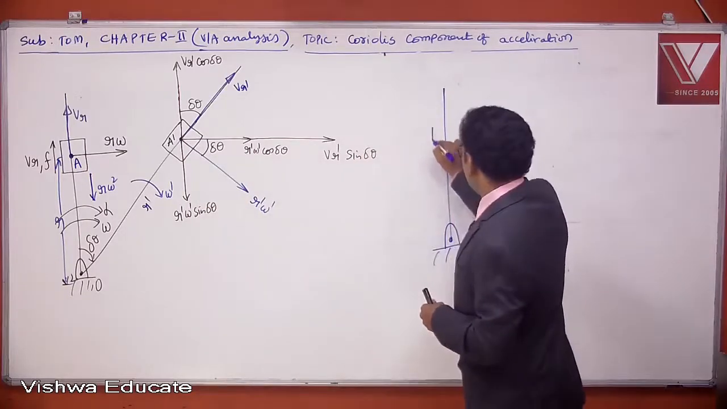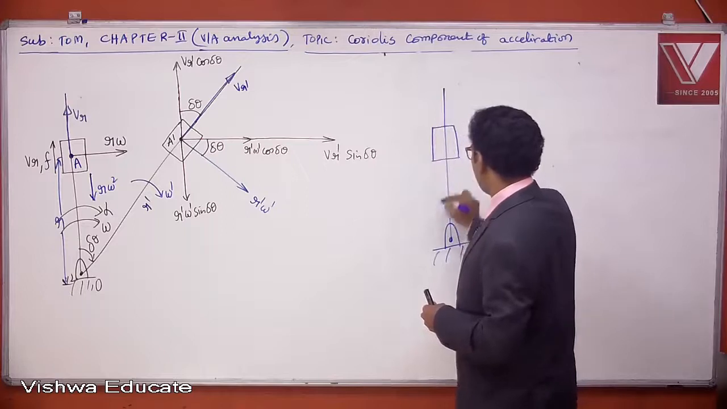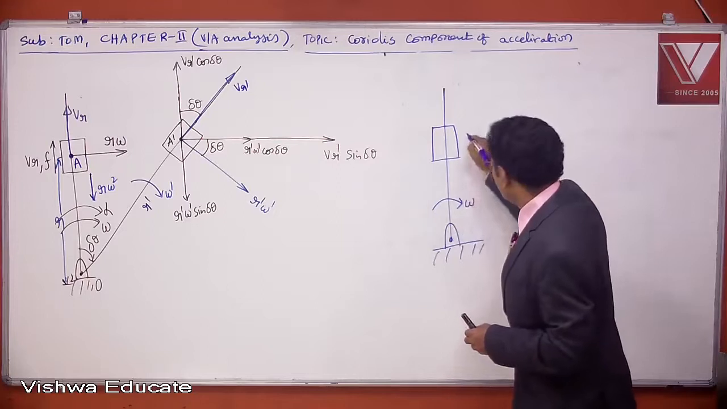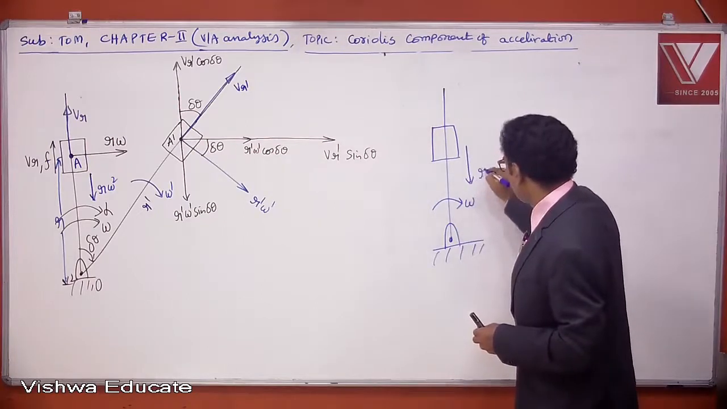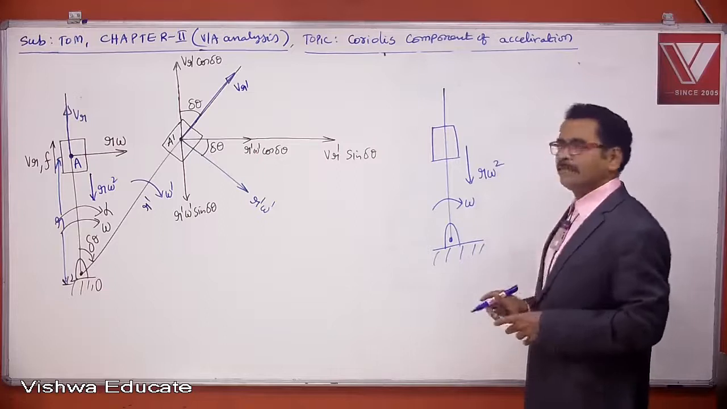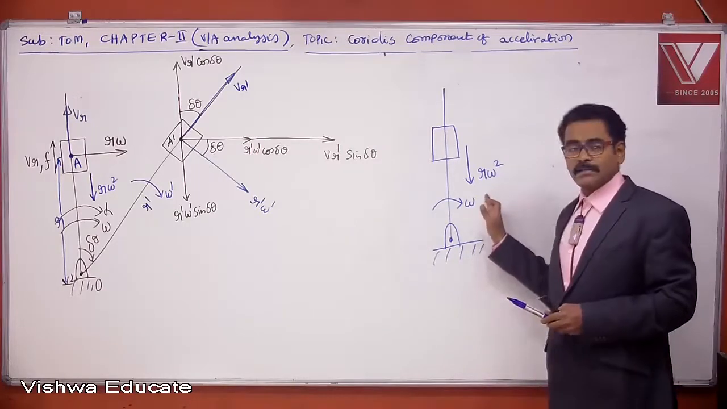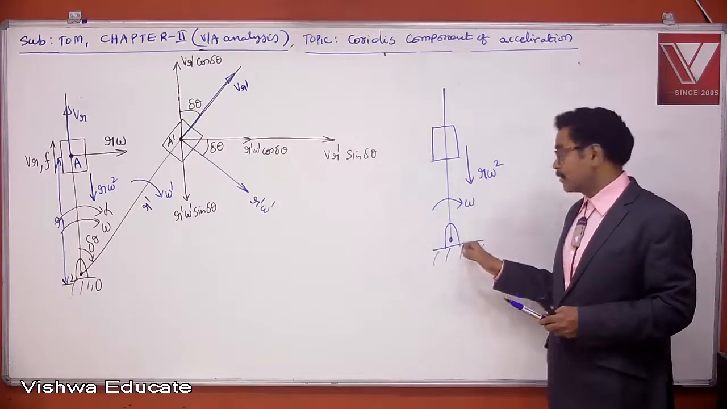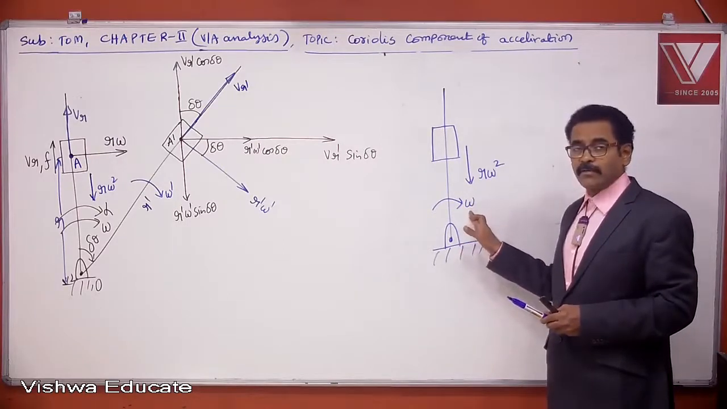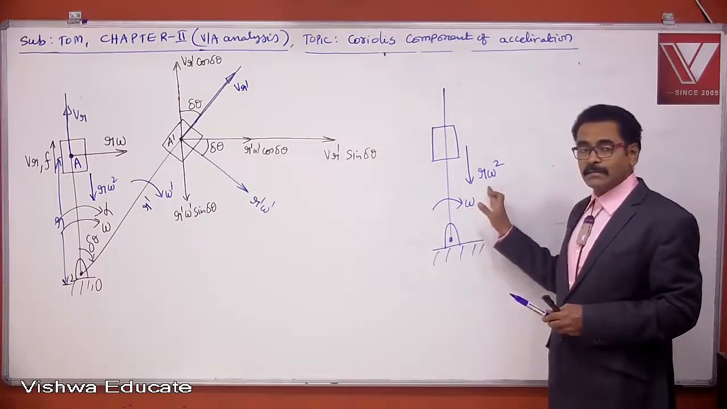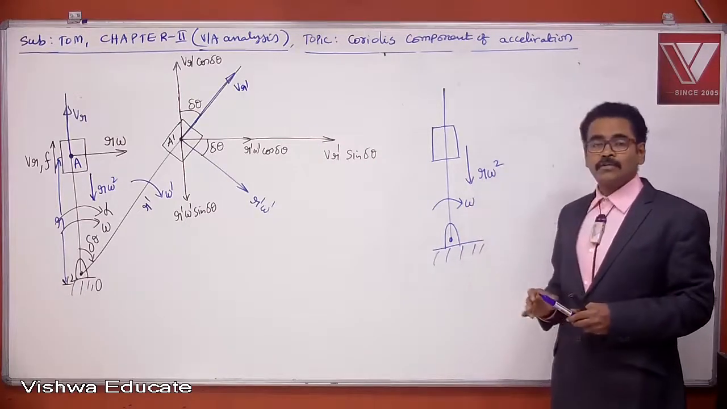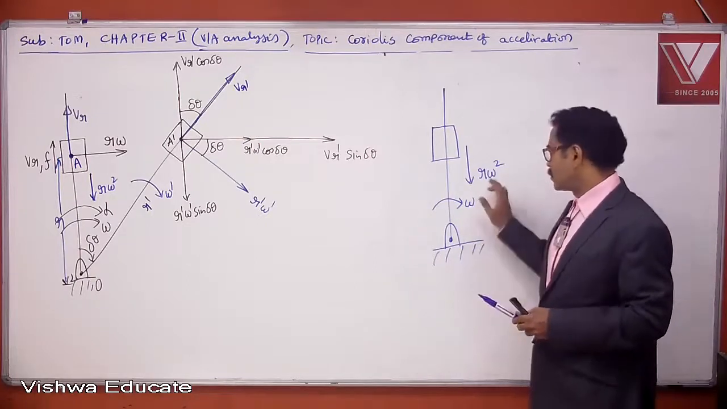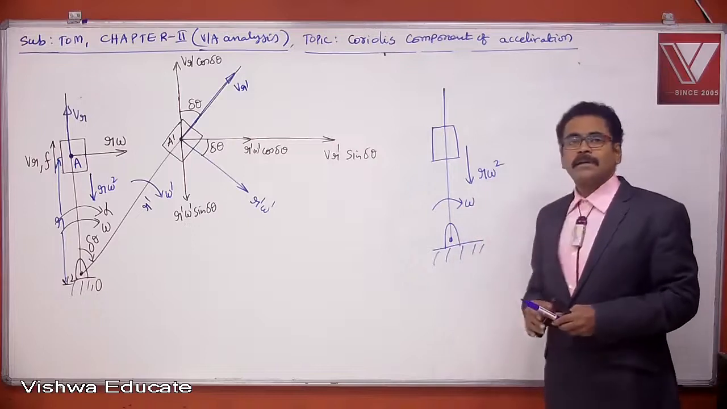For example, here a slider is there. This is omega. Definitely the slider will experience a radially inward centripetal acceleration. Centripetal acceleration is always R omega square, which is always directed towards the center of rotation. Omega may be clockwise or anti-clockwise, but centripetal acceleration is always directed towards the center.